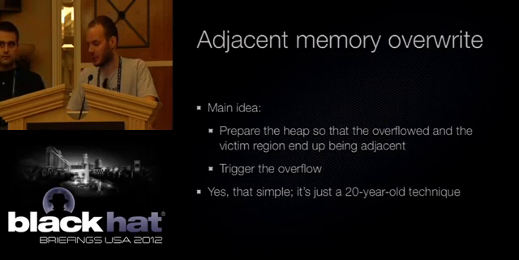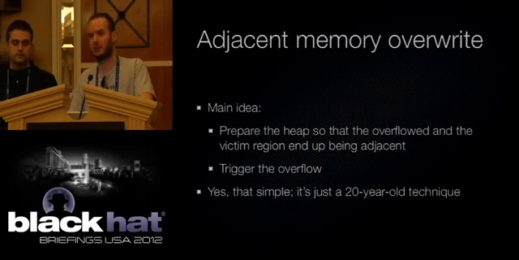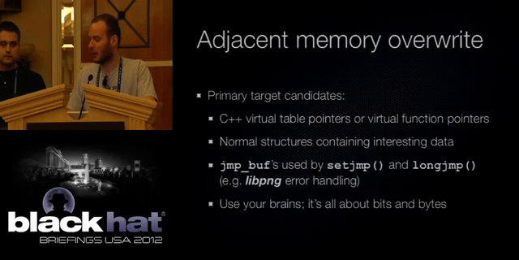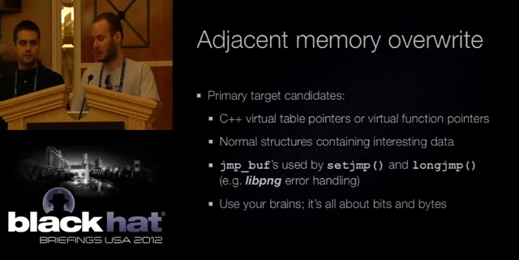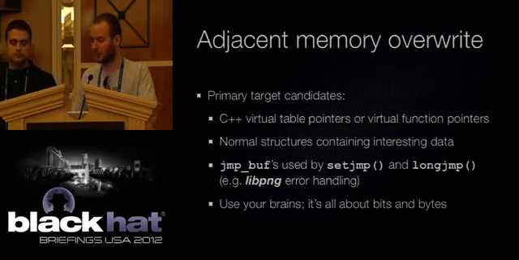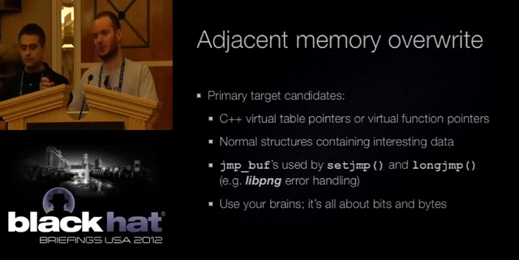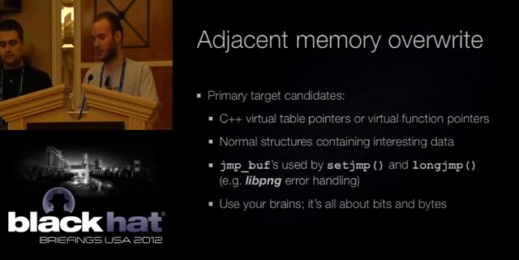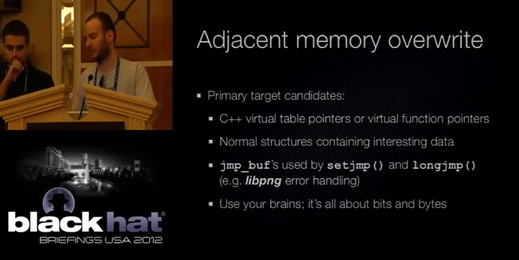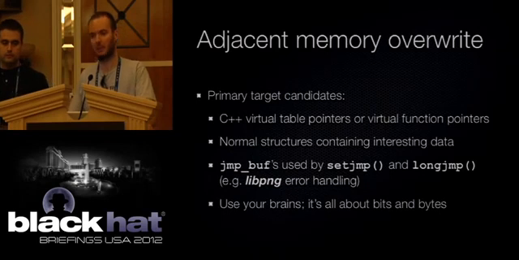Primary target candidates for this kind of attack are the C++ virtual table pointers, if you're targeting a C++ application, or just normal structures that contain function pointers or anything interesting. A very interesting situation we came across was the libpng error handling code. libpng, during initialization, calls setjmp, a function that saves all registers in a jump buffer. And when it encounters an error condition, it just longjmps to this saved state. So if we somehow manage to overwrite this jump buffer, we have total control of the target process. But okay, you can use your brains and come up with a better idea. It's all about bits and bytes, actually, right?